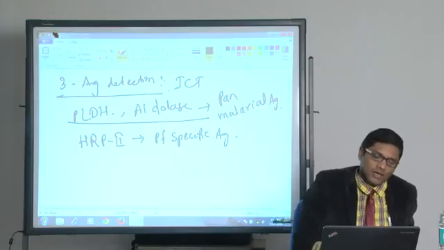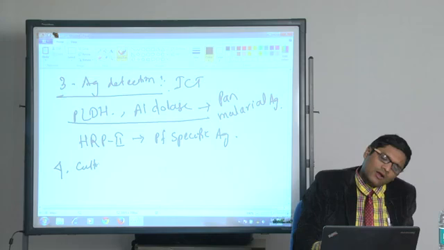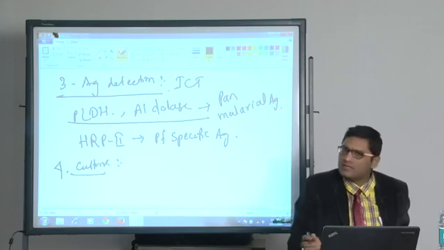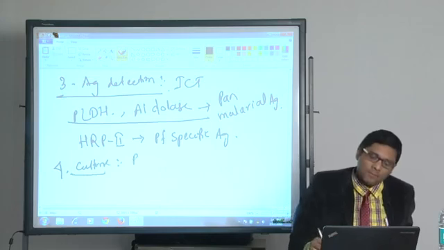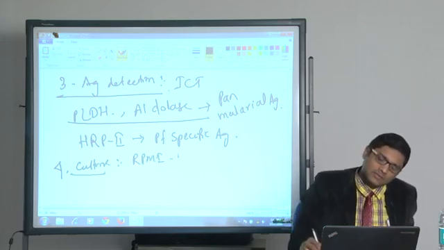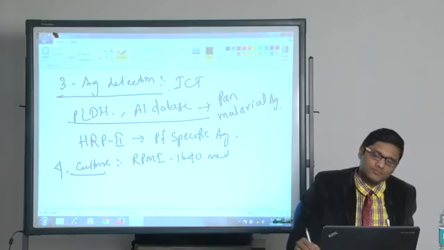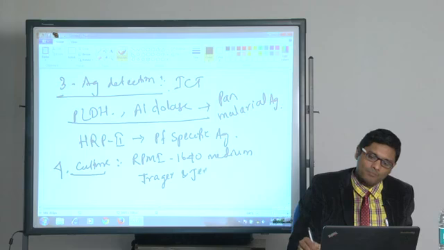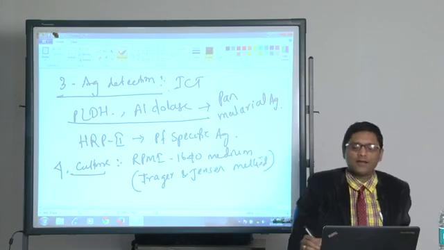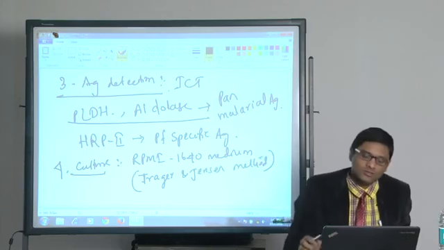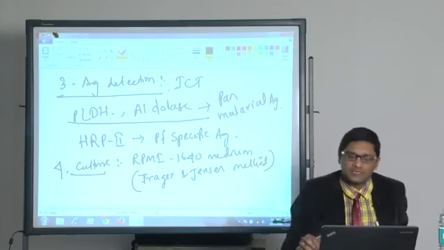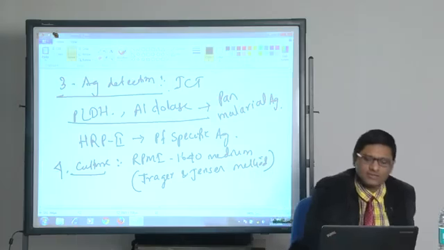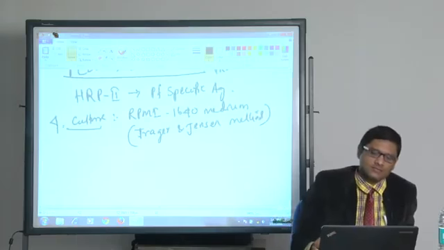Okay. Then culture, it is not done routinely, it is done only in the research center. RPMI 1640 medium is used, and by following a method called Trager and Jensen method. Trager and Jensen method is used using RPMI 1640 medium. It is not routinely done, it is done only in reference centers.